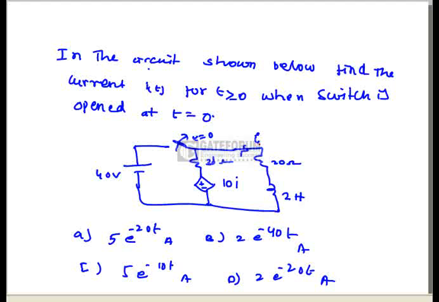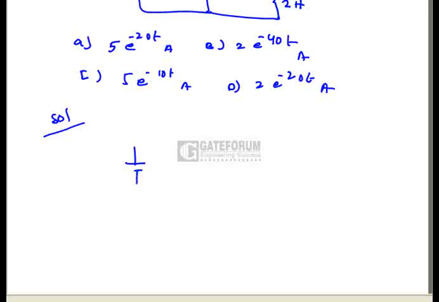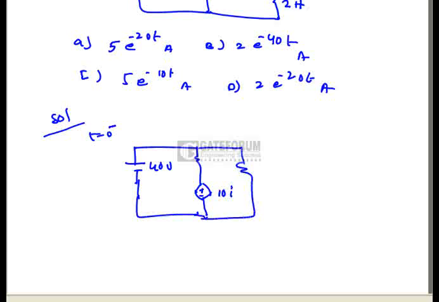So if you solve the network at t equal to 0 minus, I am now drawing the network here. This is 40 volts, the switch is closed, and this is a dependent voltage source, 10i, and this 20 ohms. The inductor directly acts as a short circuit. Now the 40 volts is directly across the 20 ohms, so this is i(0 minus). So i(0 minus) equals 40 by 20, which is 2 amps.